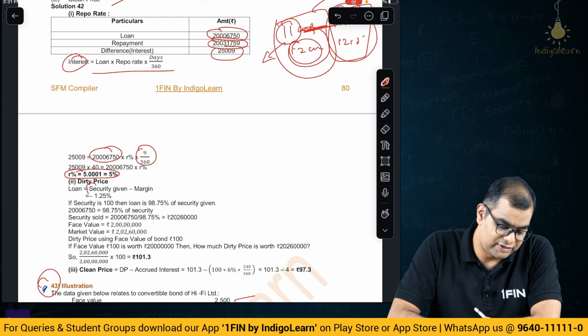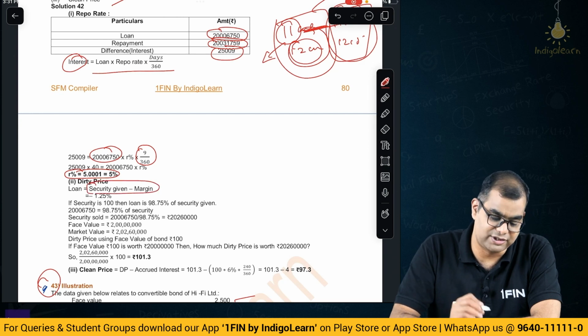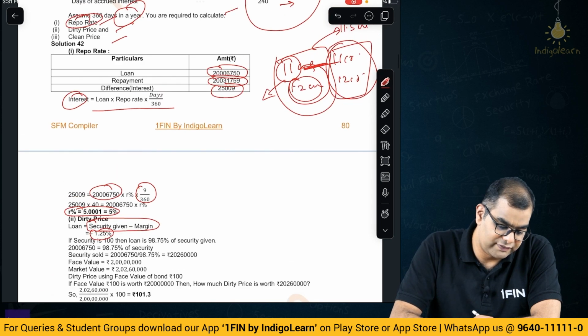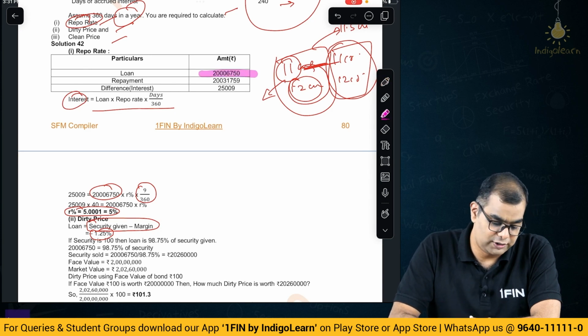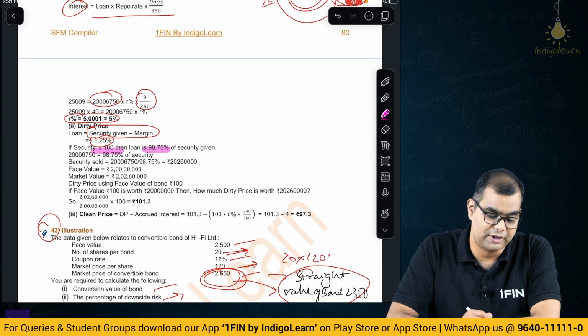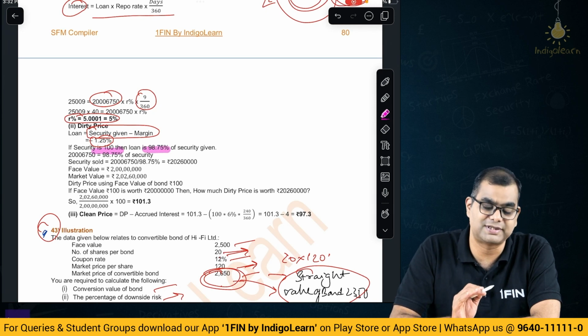Loan is security given minus margin. So, there is a margin. Margin is 1.25%. So, the loan given is 200,6750. This is the loan that is given. If security is 100, then loan is 98.75 because 1.25% is a margin.